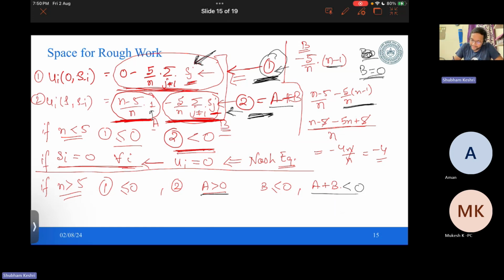Again, there is one interesting thing. What happens is, when n is exactly equal to 5, this term A becomes 0. Then it collapses to the first term, and then it says that everybody should play 0. I will just check what happens when n is greater than 5. I have got confused.